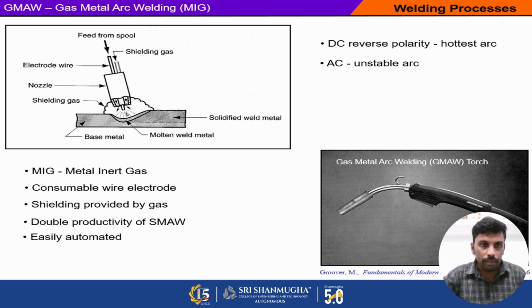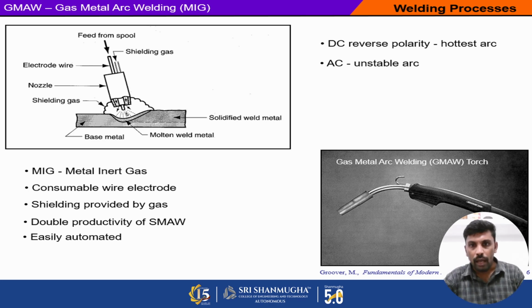In this process, the wire is fed from one place. In this process also we are using a consumable wire electrode. The shielding is provided by gas. In this welding, we are using inert gases like argon and neon, and argon gas is mostly used. After that, this process is easily automated when compared to the other processes.